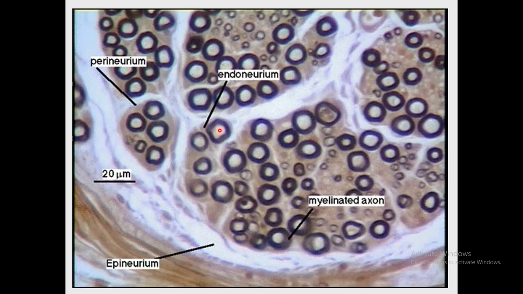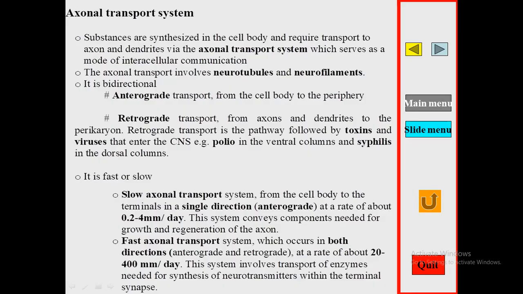In the middle, we have the axon. The epineurium is connective tissue which surrounds the whole nerve trunk. Endoneurium surrounds a single axon, while a group of axons is surrounded by a connective tissue which is called the perineurium. Then we speak about the axonal transport system.